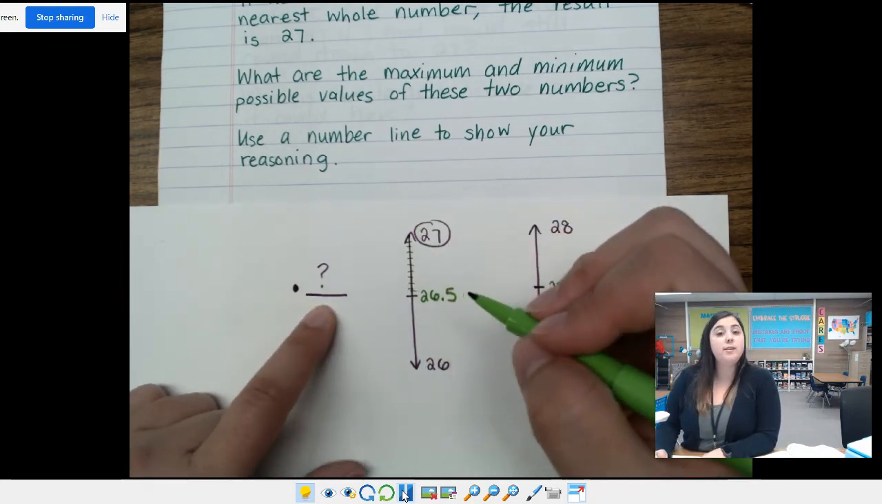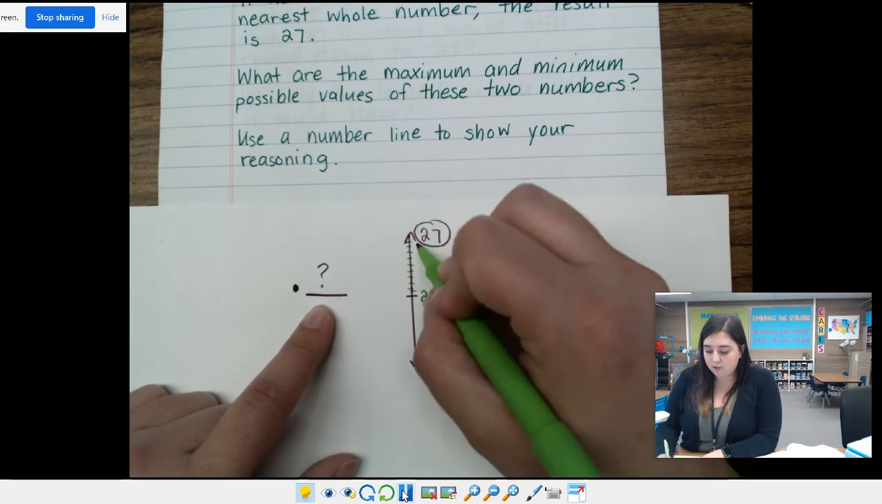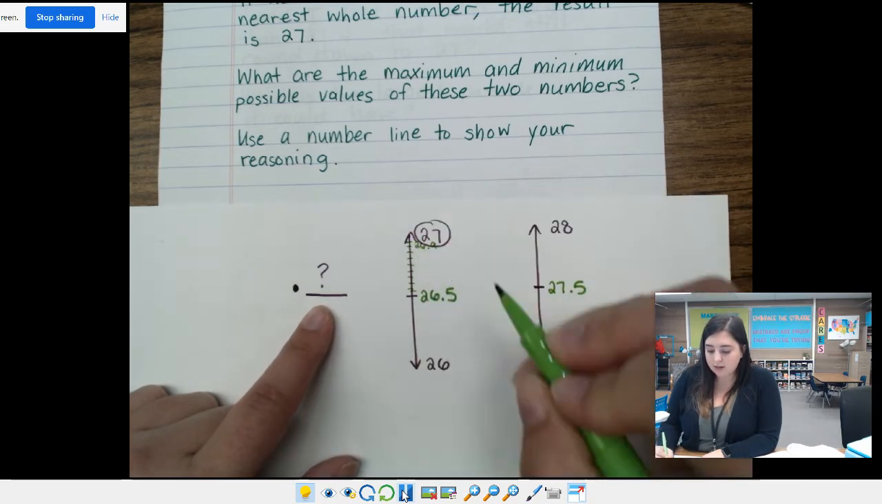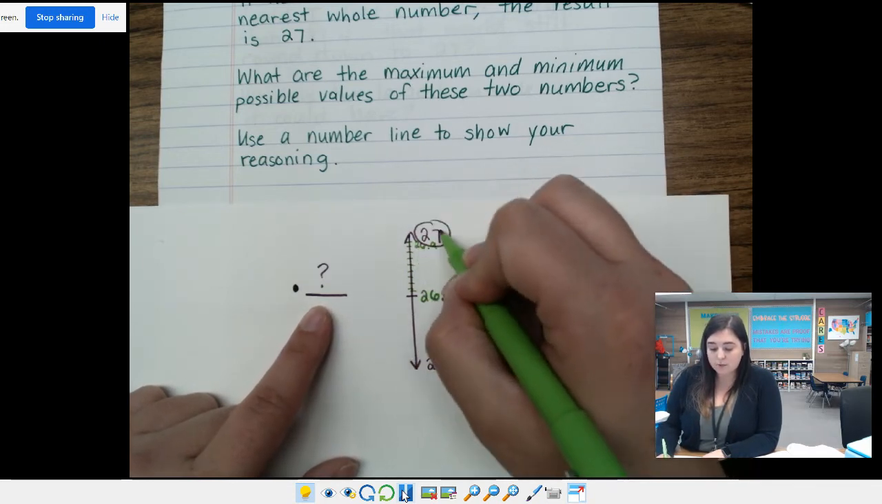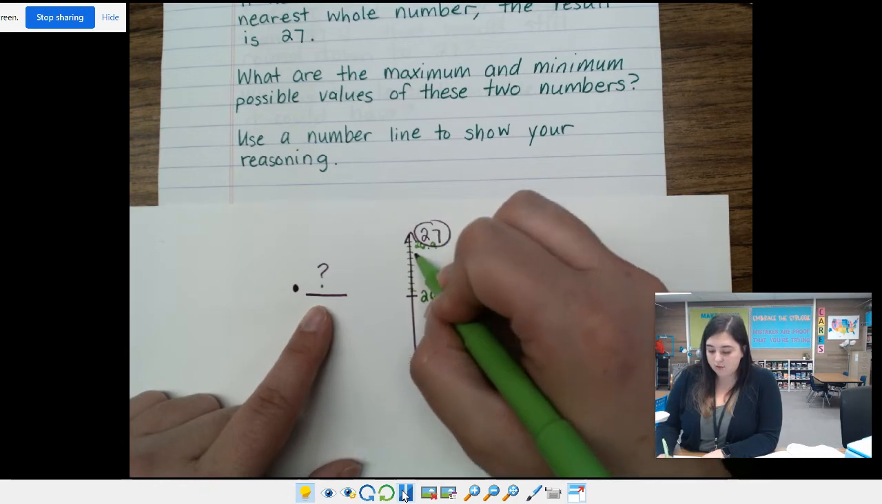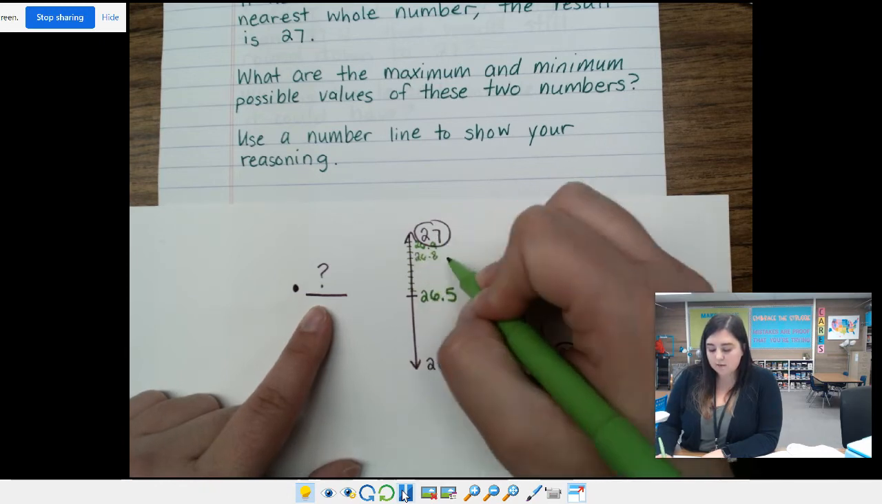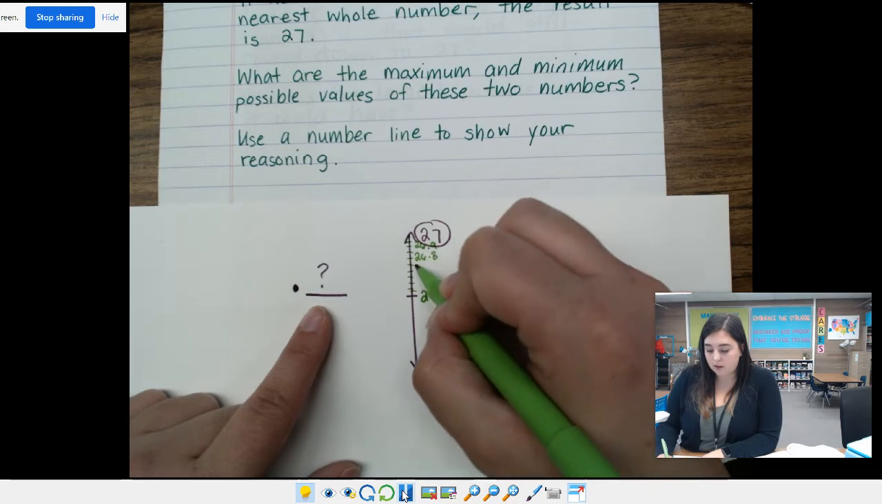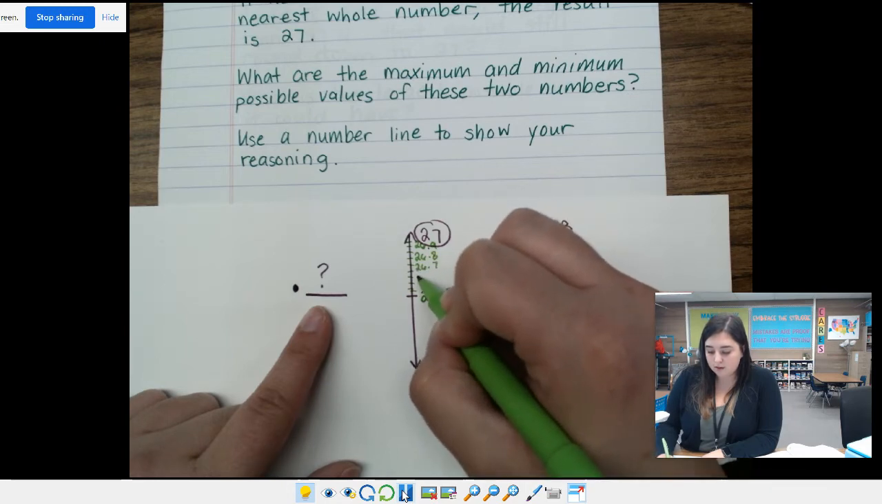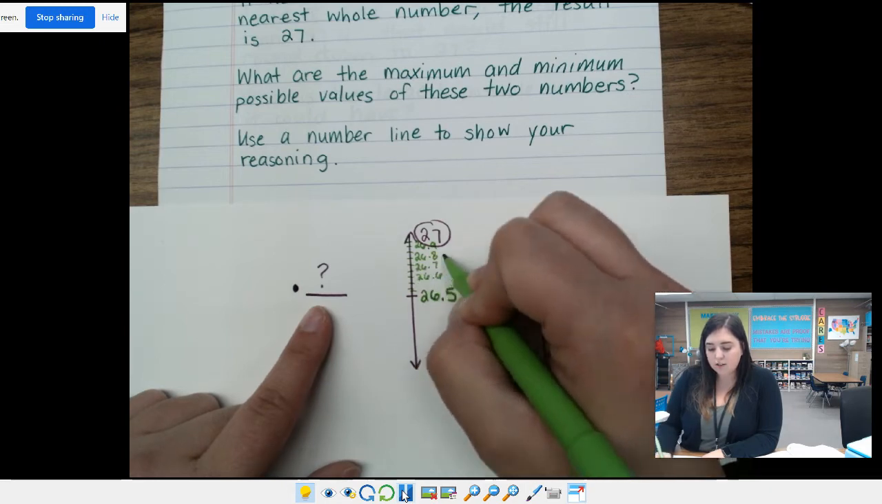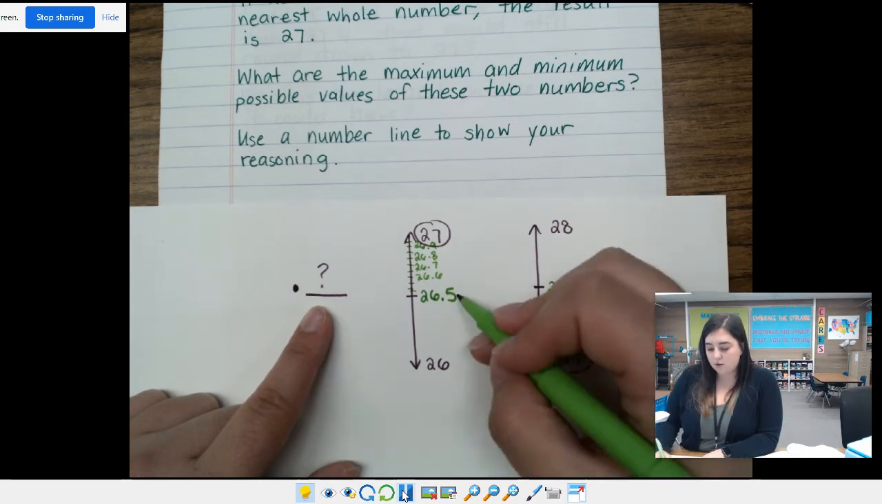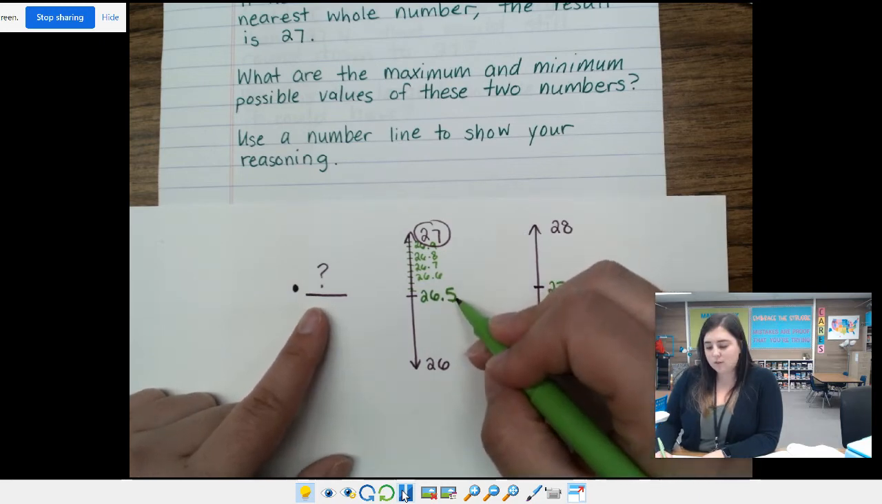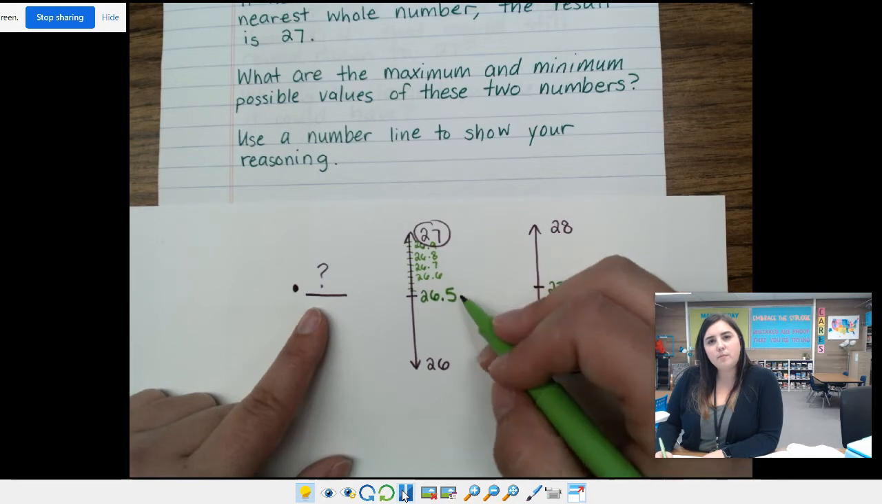I'm only allowed one digit after the decimal, so I could have 26.9, and that would round up to 27. I could have 26.8, that would still round up. 26.7, 26.6, all these are still rounding up. 26.5, what happens if it was that? Does it still round up?